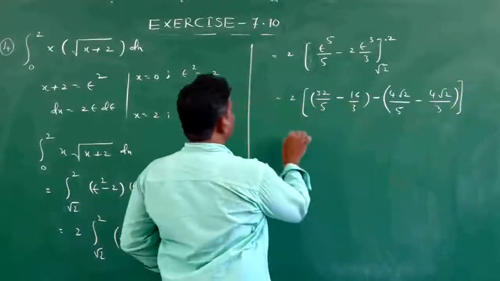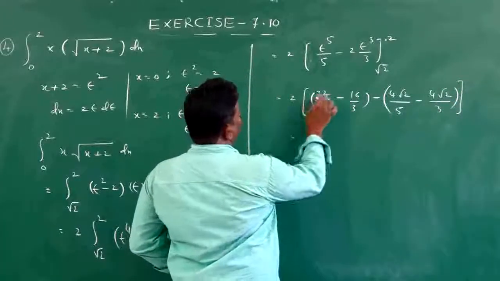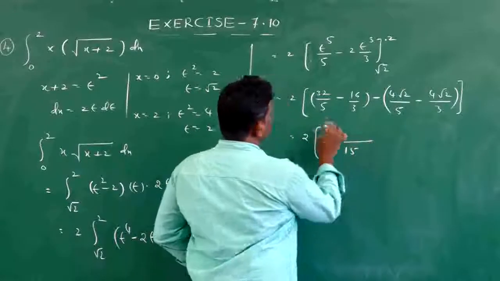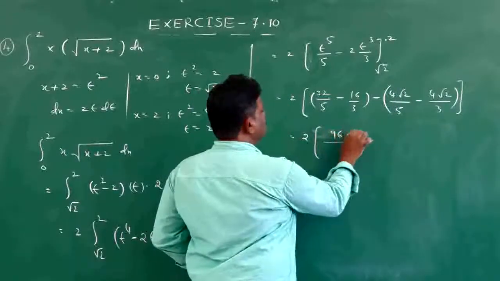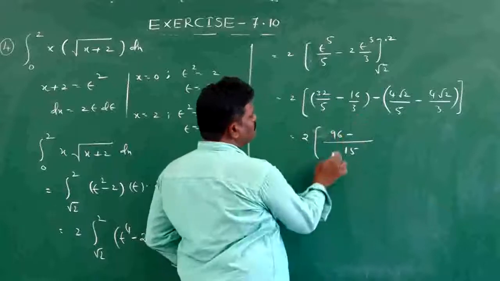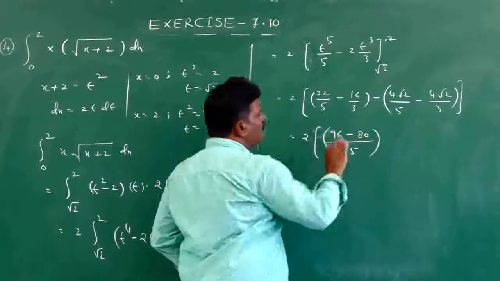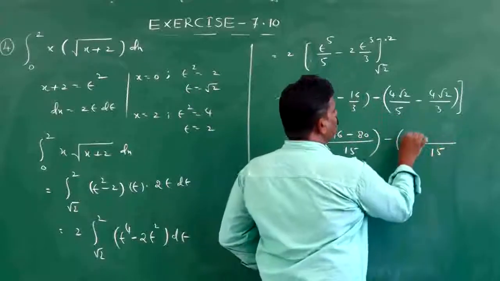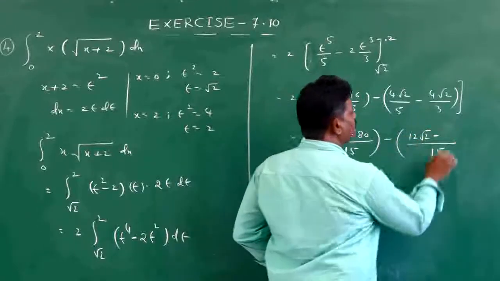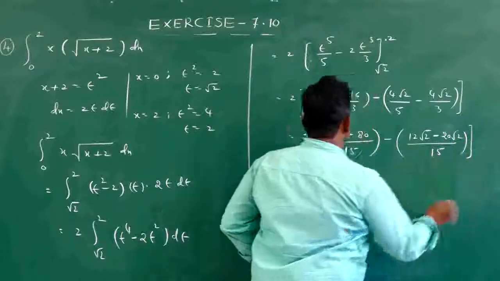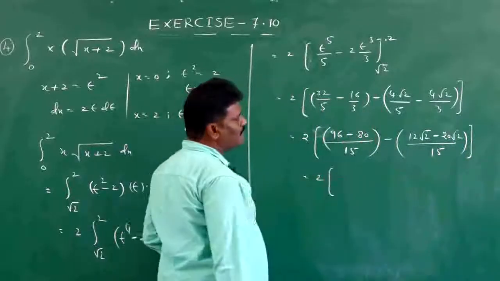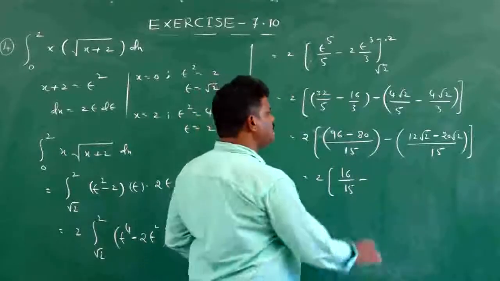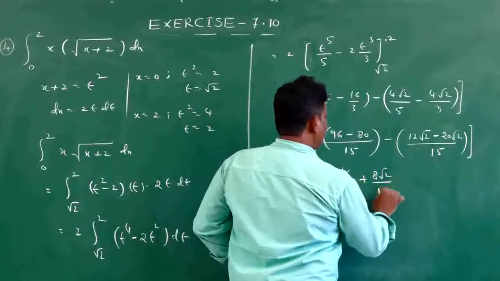Now simplifying this value. The LCM is 15. So 5 threes are 15, 3 sixes are 96, minus 3 fives are 15, 5 threes are 15, here also, 80. Next, minus half this value: 15, 5 threes are 12 root 2, minus 3 fives are 20 root 2. Now that is equal to 2 times (96 − 80) 16/15, minus 12 means plus 8 root 2/15.